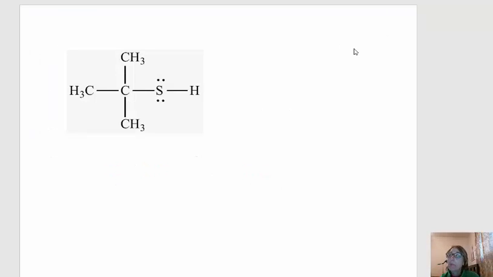So for example, let's take a look at this thiol right here, and tell me what forms when it is placed in the presence of a mild oxidizing agent. So pause the video and figure out the product.